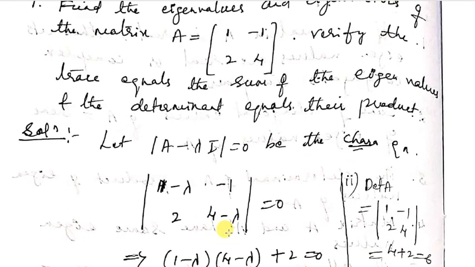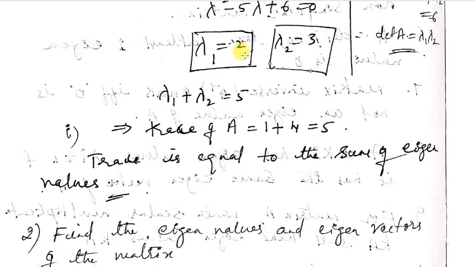Trace of A is nothing but the product of the diagonal elements, right? Already I have defined it. So trace of the matrix is nothing but the product of the diagonal elements. Sorry, sum of the diagonal elements. Trace A is equal to the sum of the diagonal elements. So 1 plus 4, that is 5. So the sum of the eigenvalues is 5. The trace of the matrix is also 5. Hence trace of A equals the sum of the eigenvalues.